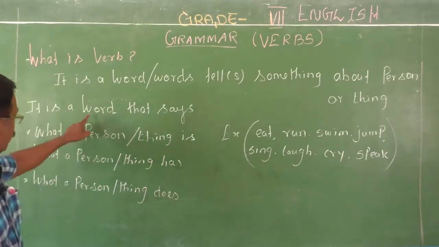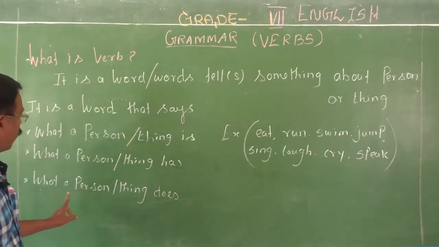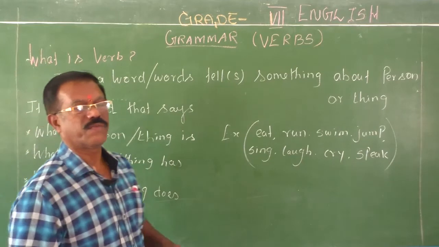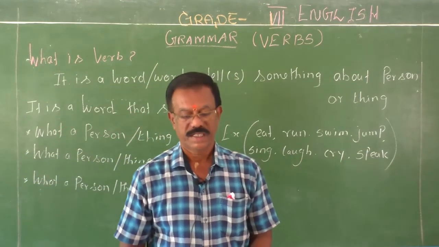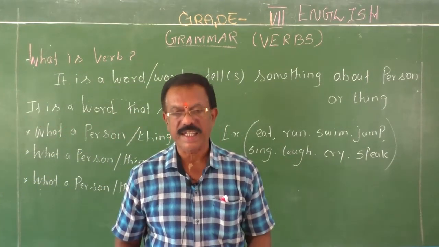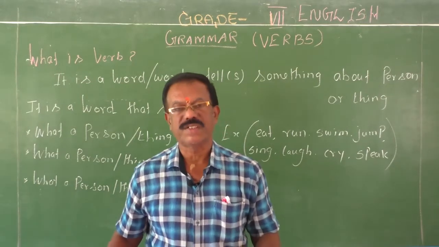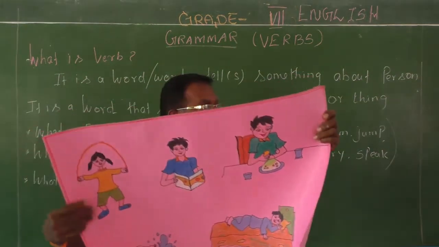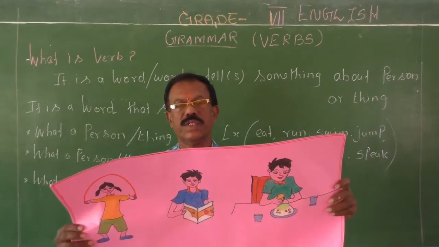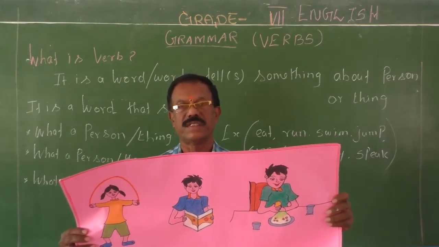A verb is a word that says what a person or thing does. The function of a subject, what does the subject do? See, the function of a subject. What does it do? It's clearly explained by a verb.